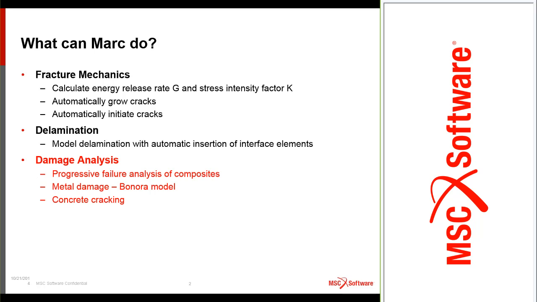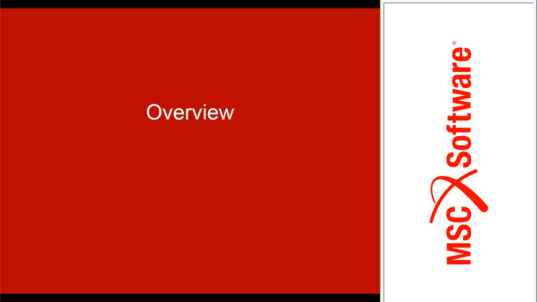We can also model delaminations, where we can have interface elements with cohesive zone models, material models, and also do that automatically. We also have procedures for damage analysis, progressive failure, metal damage, concrete cracking. The items in red I will not cover in this presentation. So first, a little overview over these items, what we can do with Marc.